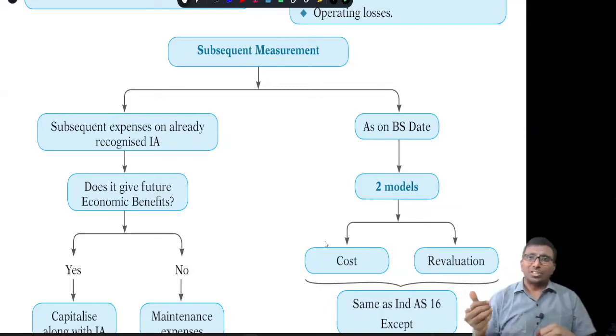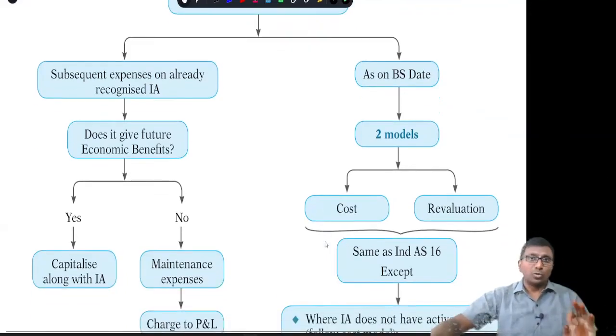On the balance sheet date, as usual, it is the same as in Ind AS 16. We have two options for each class of intangible assets. For each class of intangible asset, you can say all patents are one class. Different classes, I mean copyrights are different, licenses can be different, software license, software is different, like this. For each class you can follow either the cost model or the revaluation model, right? The accounting is exactly the same as in Ind AS 16. We don't need to make any changes except in a few cases.